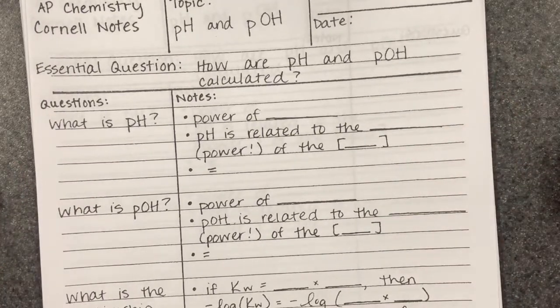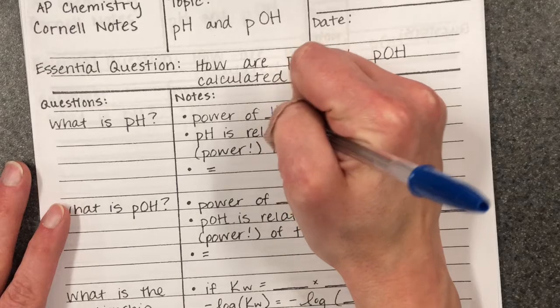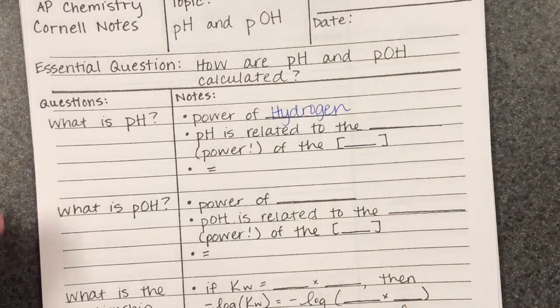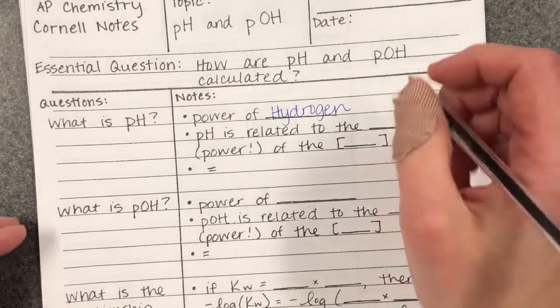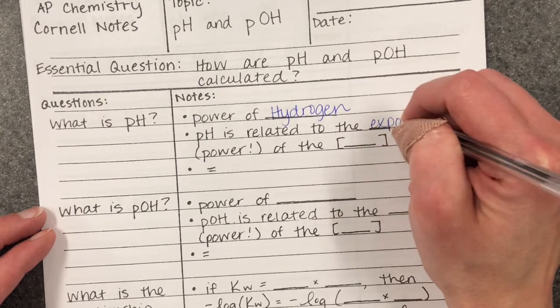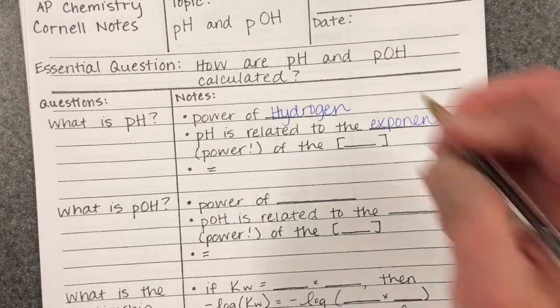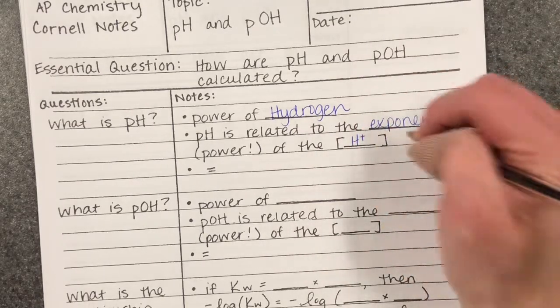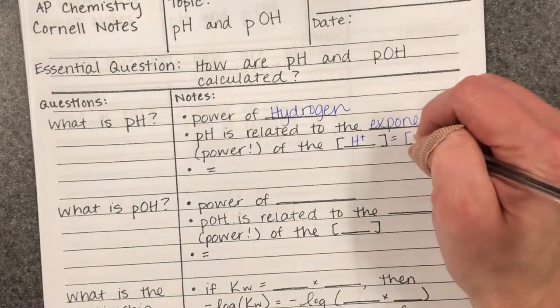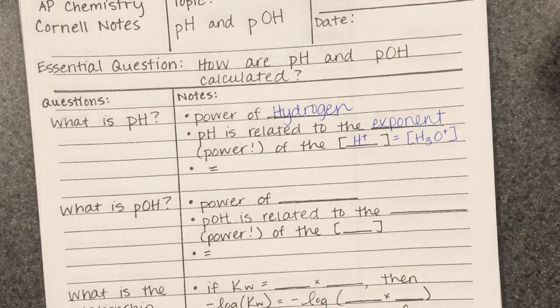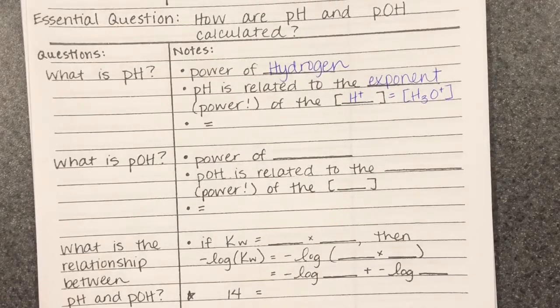pH actually has a meaning. It is the power of hydrogen. And we use that power not to mean how powerful it is, but literally, mathematically, the power. pH is related to the exponent on the concentration of hydrogen, which, by the way, is the same thing as the concentration of hydronium, right? One of them includes the water molecule and one of them doesn't, but they both represent extra hydrogen present in a solution.